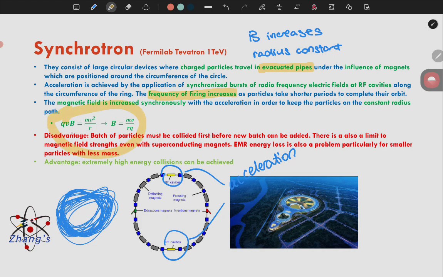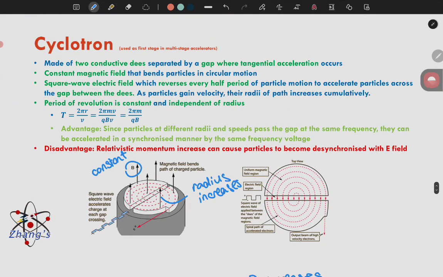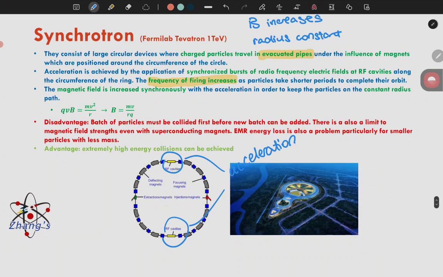Now, this is just merely trying to show you that the magnetic field is what has to change to maintain a constant radius if your velocity increases. Now, in terms of advantages and disadvantages, the primary disadvantage is that you cannot do this multi-batch system that you have for cyclotrons. You have to do one batch at a time, and that one batch has to finish accelerating before you put in the next batch, because you cannot have batches of different speeds moving around in this, because the radio frequency cavities, like I said, are highly dependent on the velocity at which your particles are moving through.